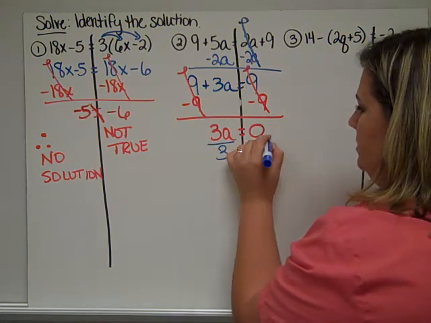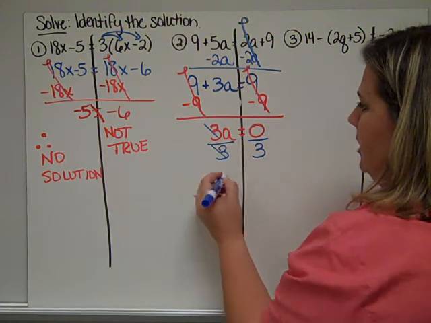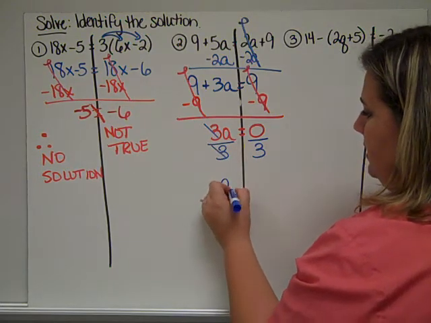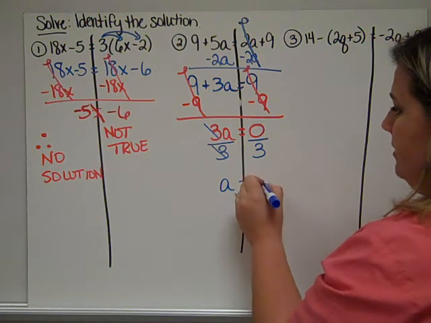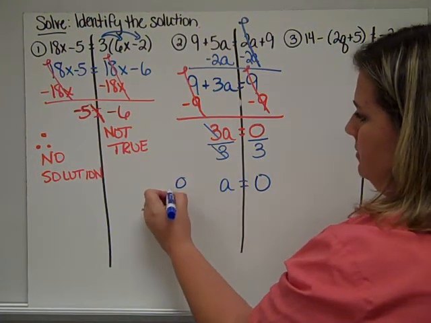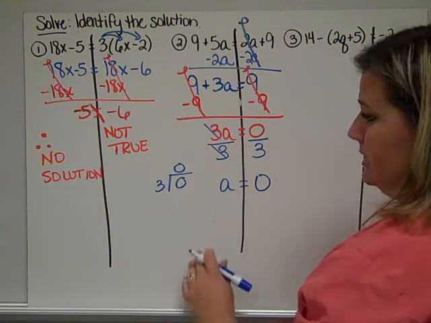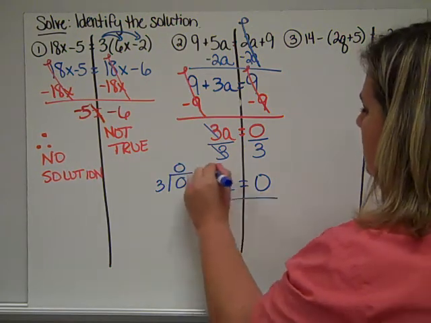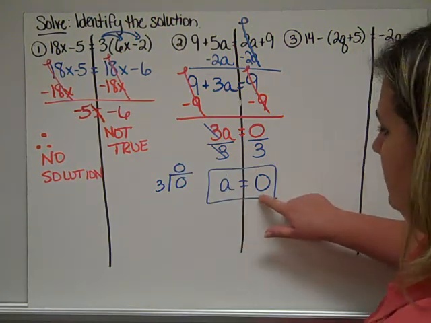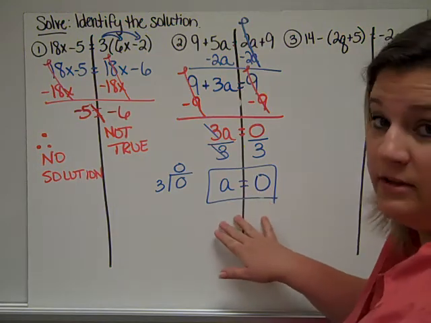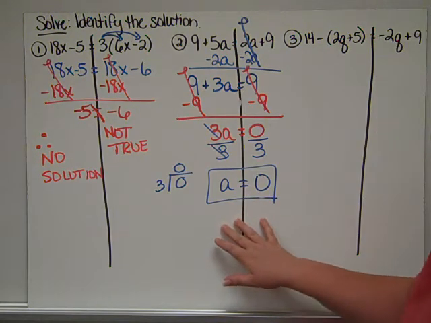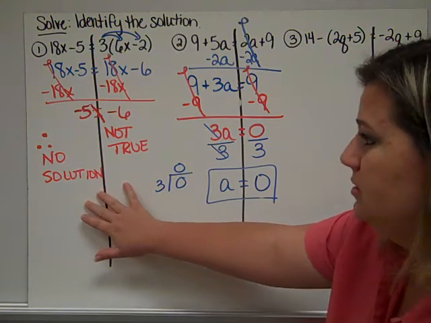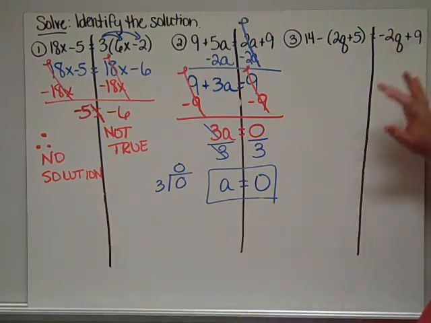Divide by coefficient. Positive 3 divided by positive 3 is positive 1a. And this is possible, right? 0 divided by 3 is 0. That is possible. That is mathematically possible. Now this had one solution. So this is the type that we have always seen. All right, so this has one solution. That one had a false statement, so it's not true. There's no solution. So let's look at the last example.